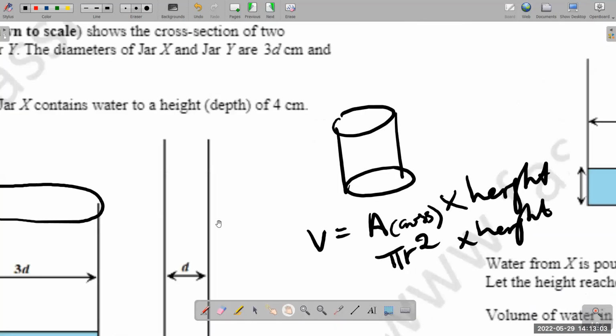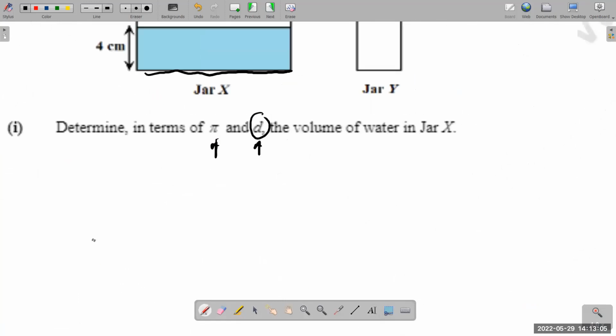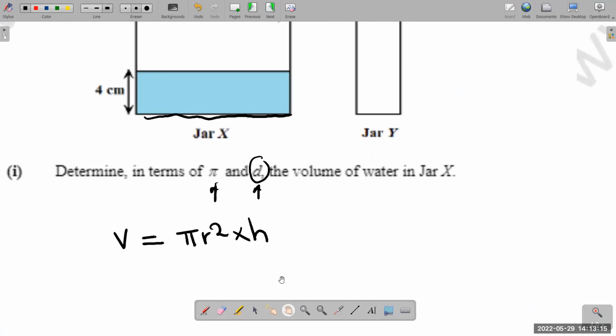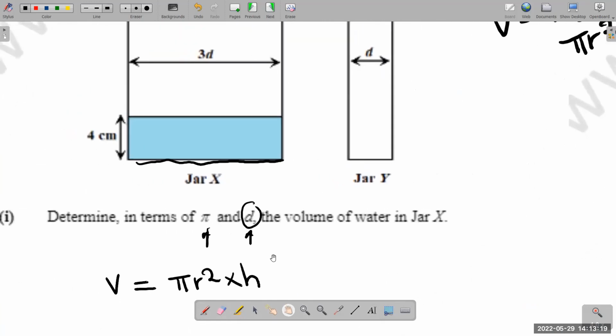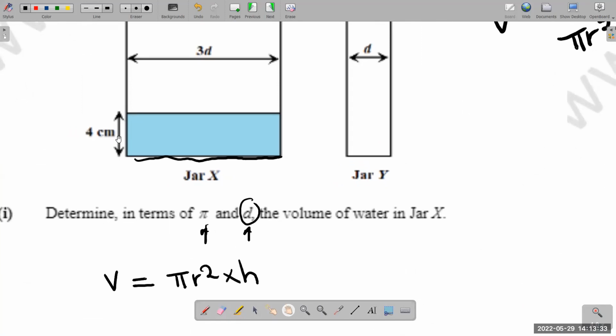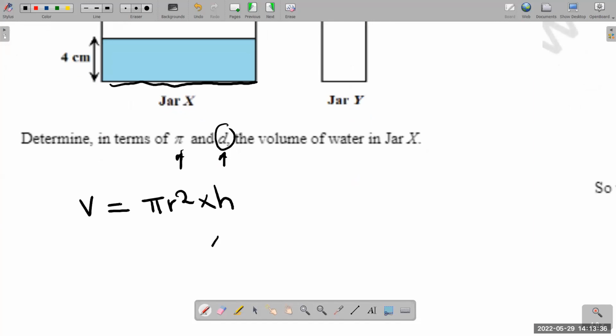I'm going to do it myself because that looks confusing. Let's start from scratch. Volume is equal to pi r squared times H. Now, what number did they give us? Don't we have H? What is H? Everybody agree or disagree? Is it 4? Yeah, look here. Height is 4. So we substitute that.